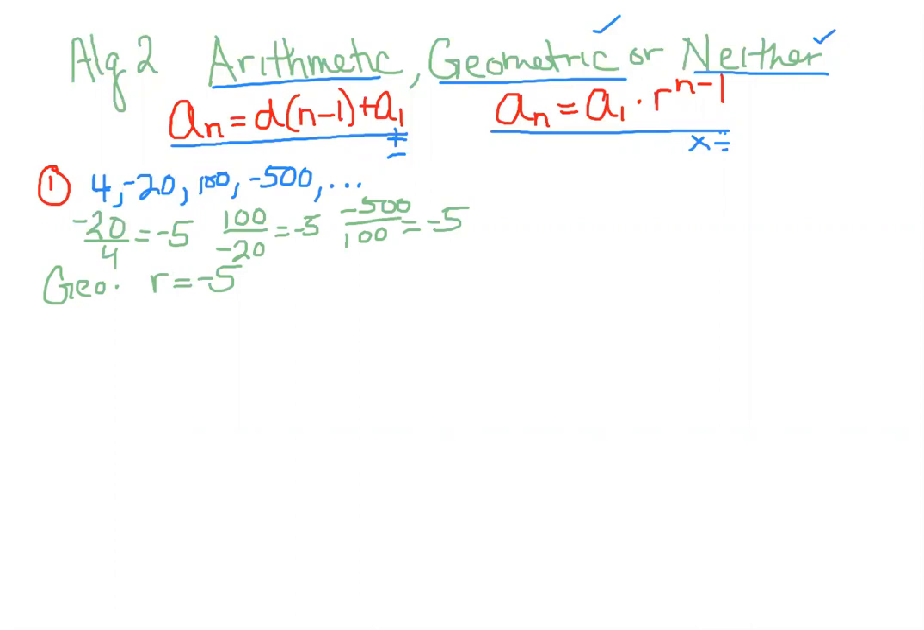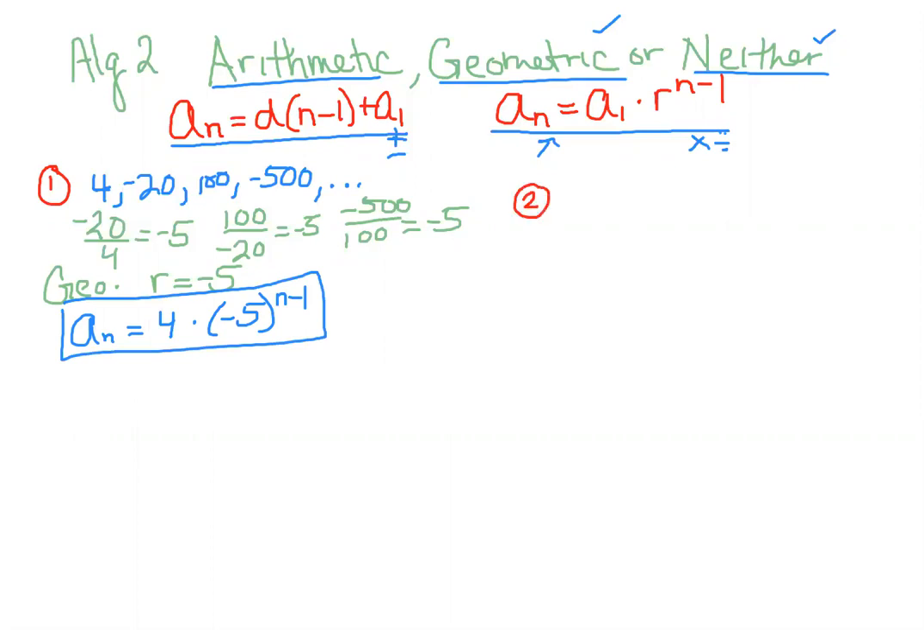And to write our rule, we're going to use this. We say AN equals A1 times R to the n minus 1. And that is it. Okay, number 2. We've got 15, 5, 5/3, 5/9.